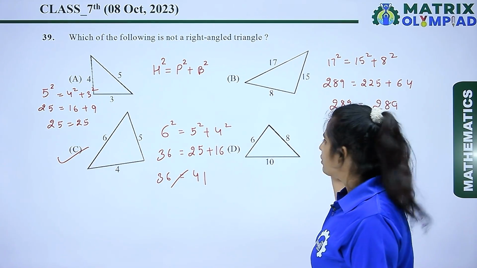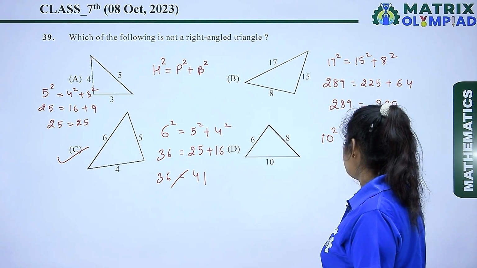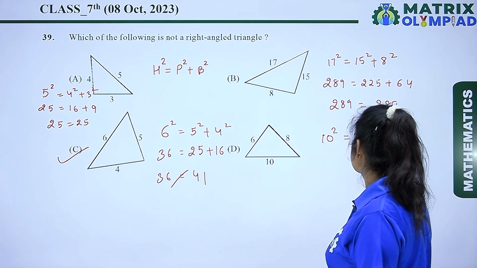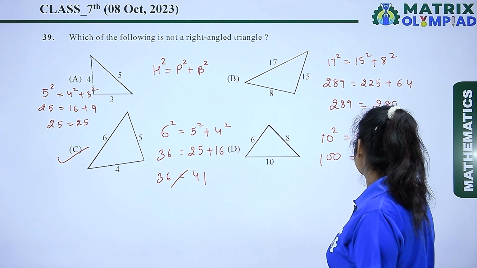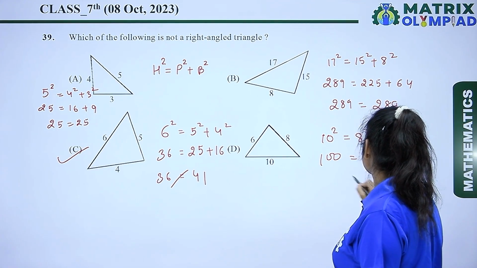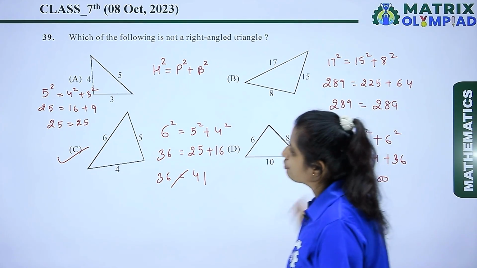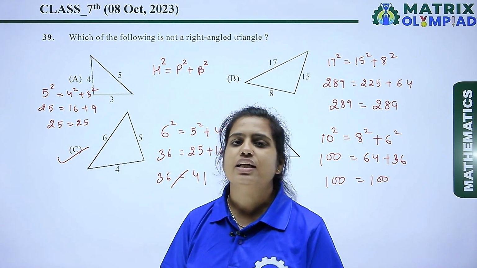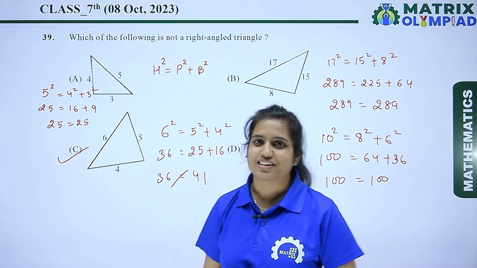Still, D option भी एक बार solve करके check कर लेते हैं whether it is a right angle or not. Square of 10 is equal to square of 8 plus square of 6. So square of 10 is 100, square of 8 is 64 plus 36. So here we get 100 is equal to 100. It means A, B, D are the right angle triangle, but C is not a right angle triangle. So option C is the correct answer.